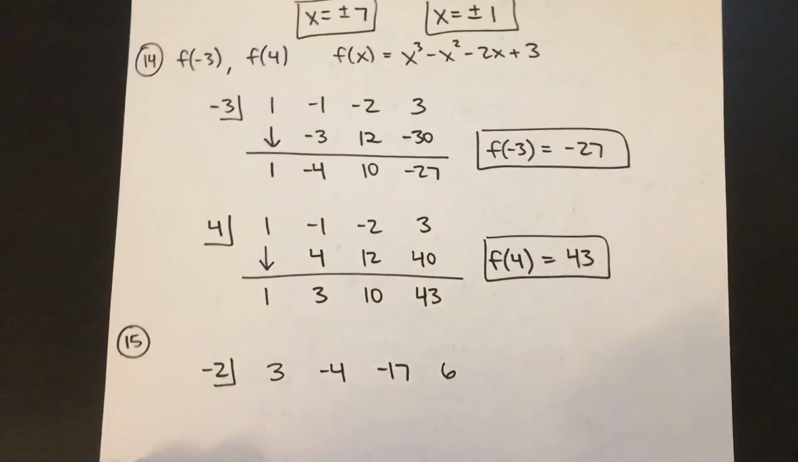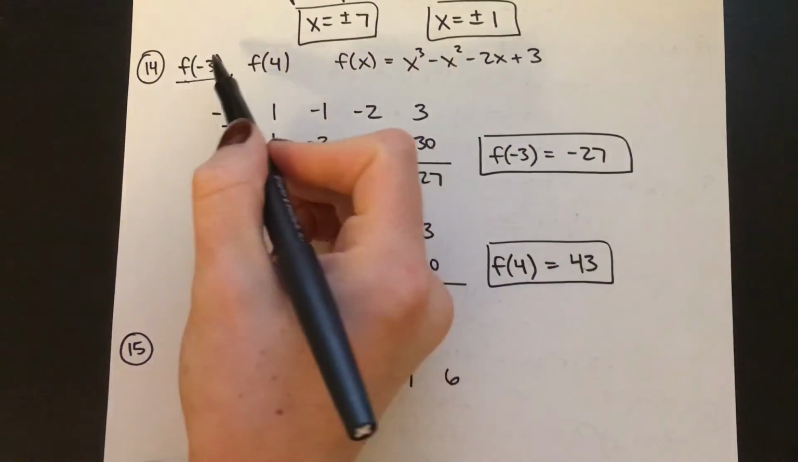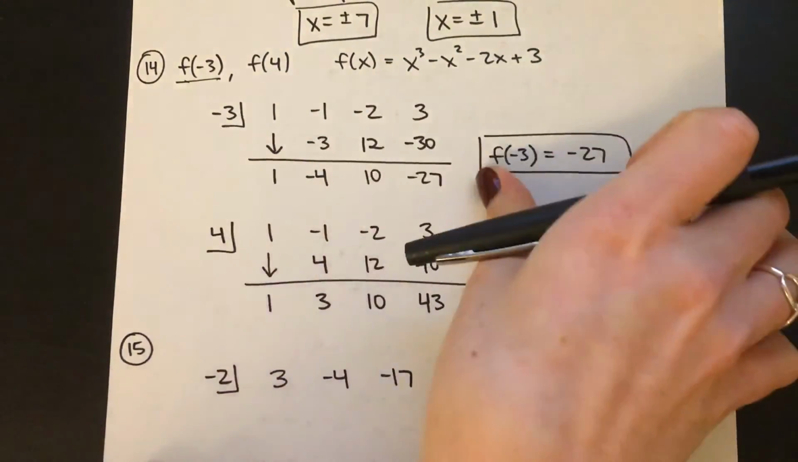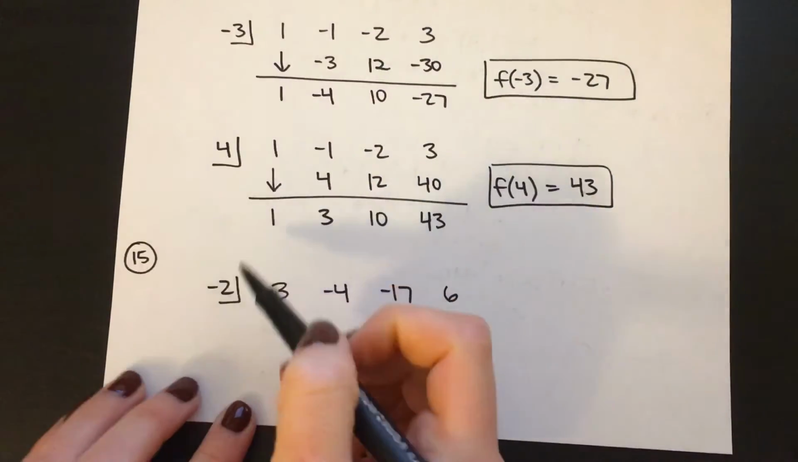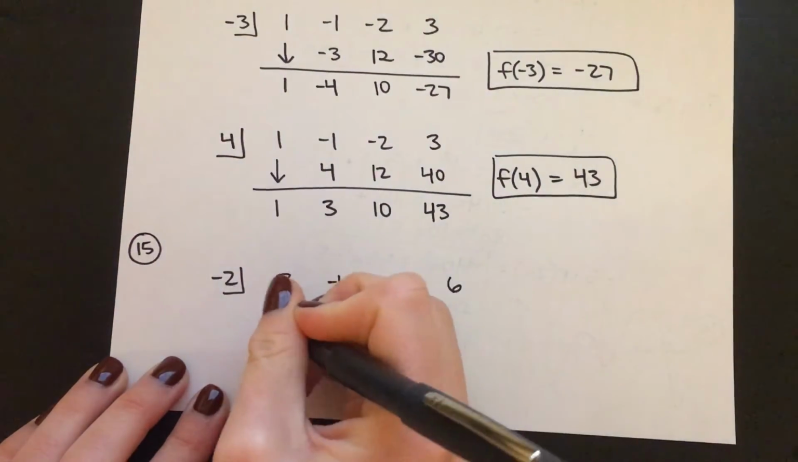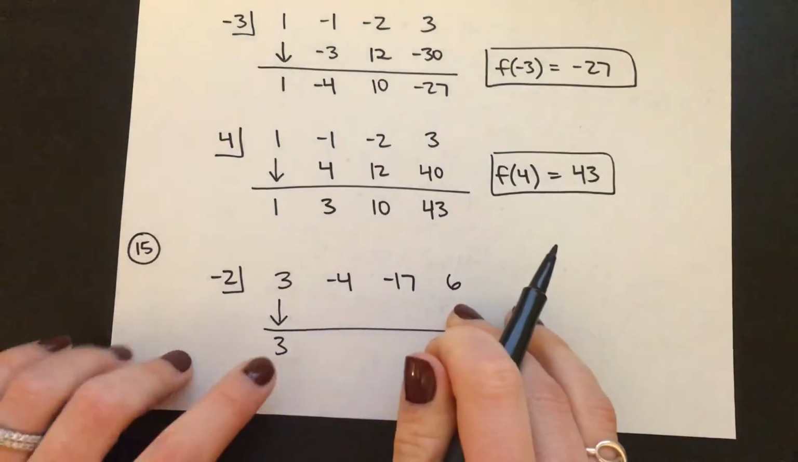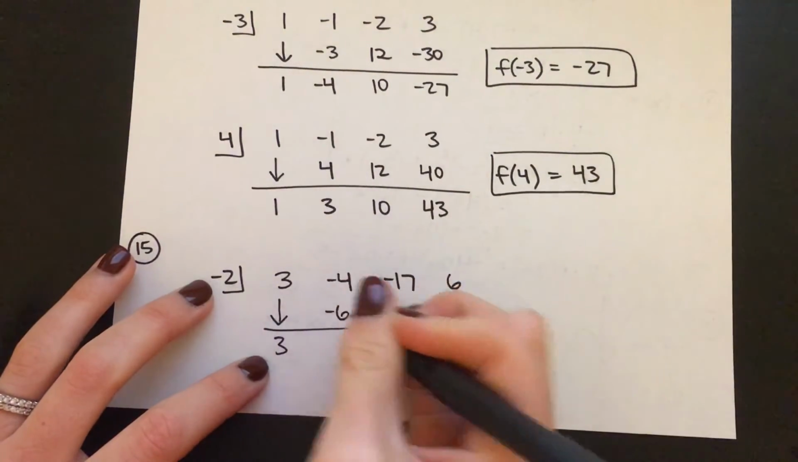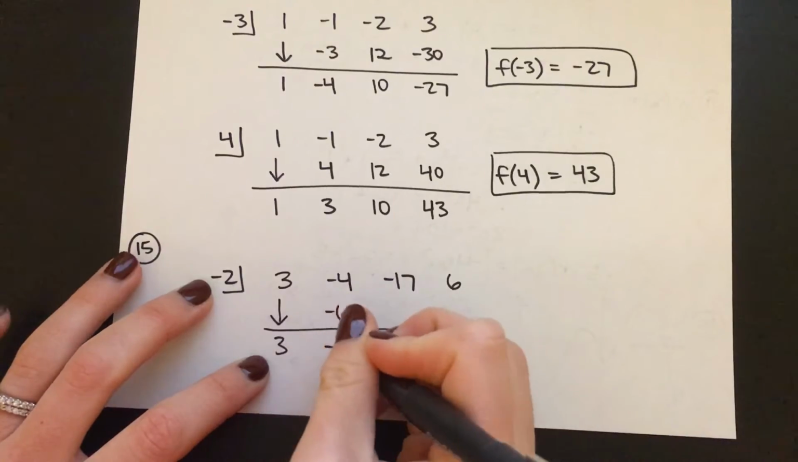Okay, so notice, huge difference. If you're doing synthetic substitution, you keep the number the same. If you're doing synthetic division and I have an x plus 2, I put a negative 2 in the little box here. Okay, so run this through again. Multiply these two numbers, I get negative 6. Add the column to get negative 10.